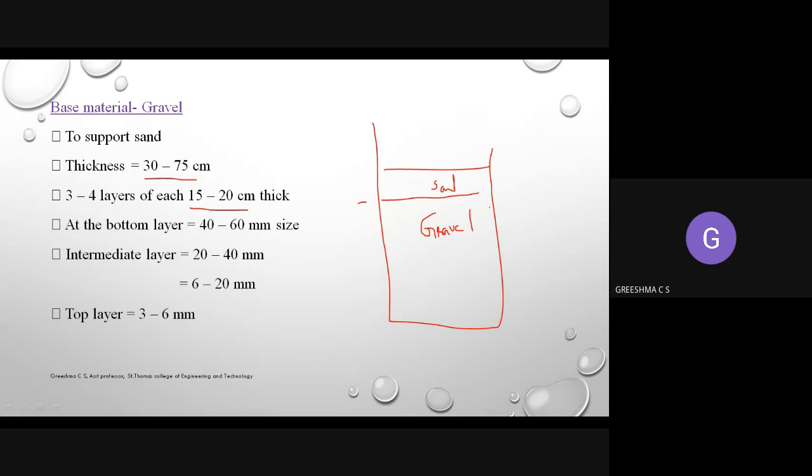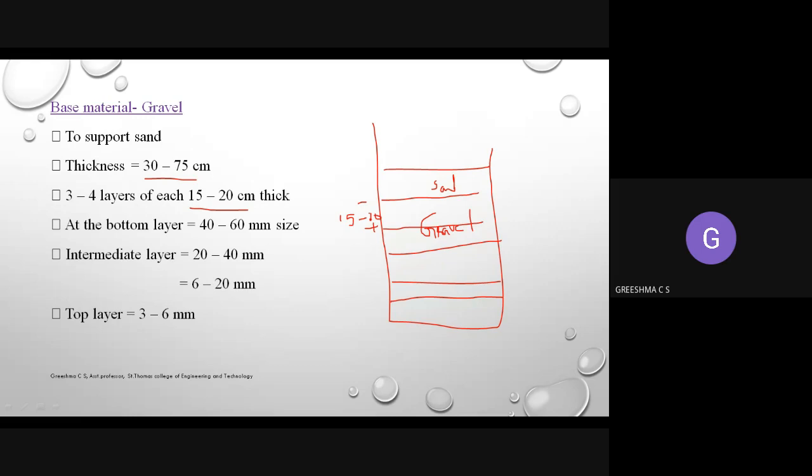That is, different layers, 3 to 4 layers going down. Each layer will have a thickness of 15 to 20 centimeter. Each layer can vary from 15 to 20 centimeter. Such 3 or 4 layers will be laid below the sand layer.